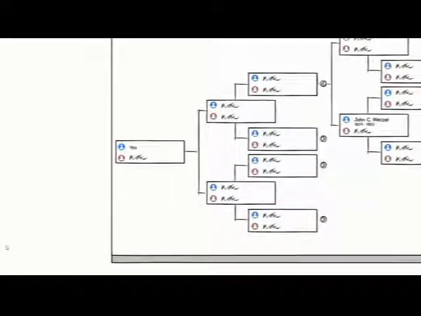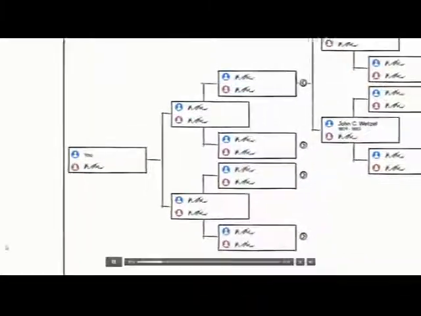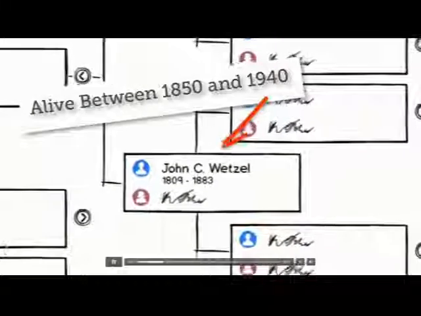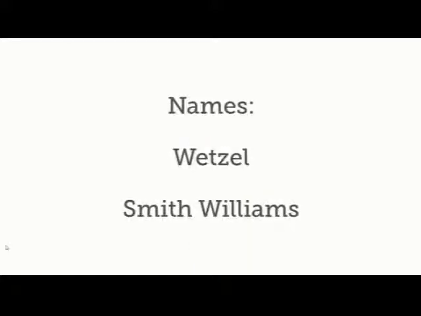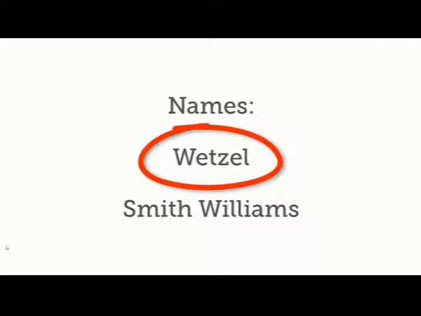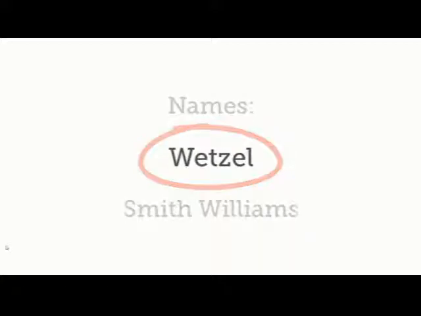Start with yourself on your tree and go back a few generations. Find someone who was alive between 1850 and 1940 and lived in an area with good record collections available on FamilySearch.org, such as North America or the British Isles. Also, it's best to choose someone who had an unusual name. For example, the name Wetzel is much more unique than Smith or Williams, so it is easier to identify.